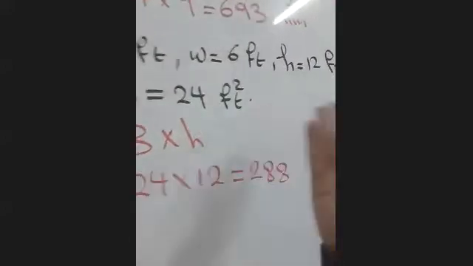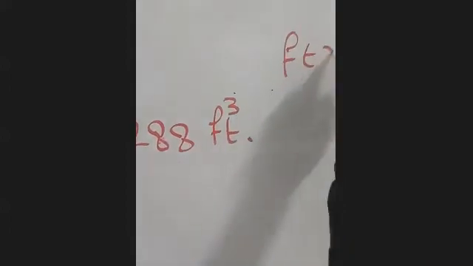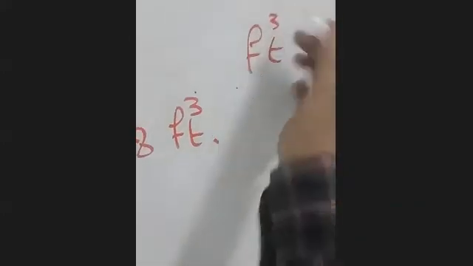What's the unit? Feet. Cubic feet. Cubic. Don't write cubic, write feet and a small 3 up like this. This is wrong. Feet and small 3 up like this. Okay? This is question 2.